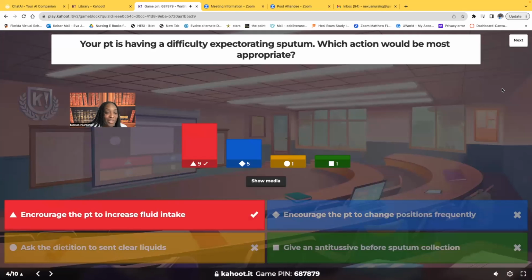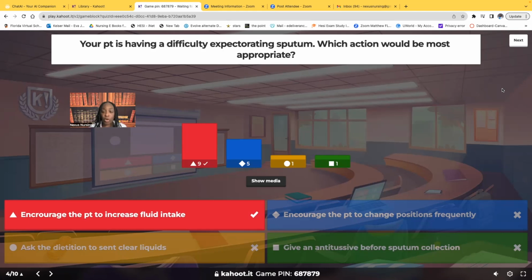Very good. You're going to encourage the patient to increase fluids. And the reason for that, guys, is fluids help to thin the secretions. So it's going to be easier for them to move the secretions and actually cough them up. That's why you want to encourage fluid intake. Now let's look at the wrong answer choices.